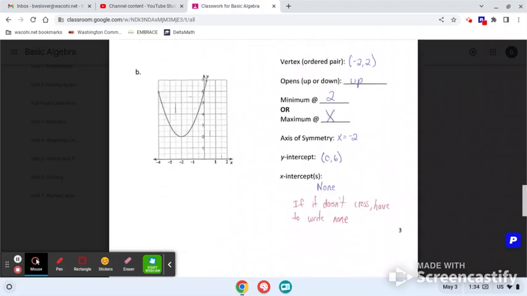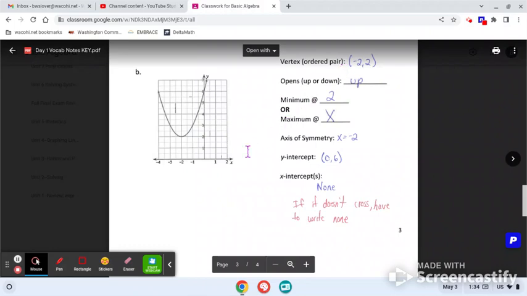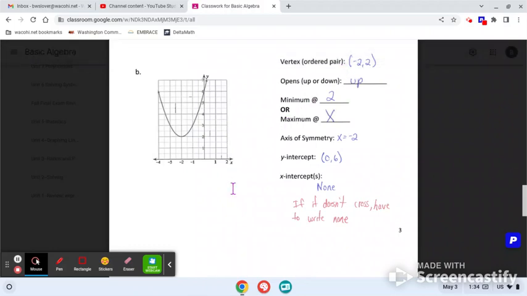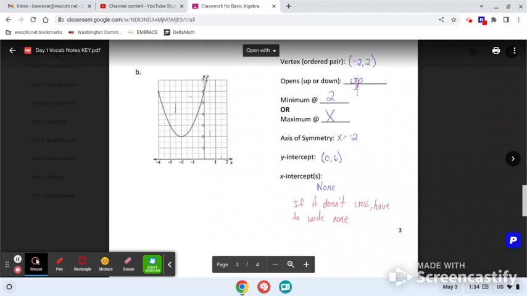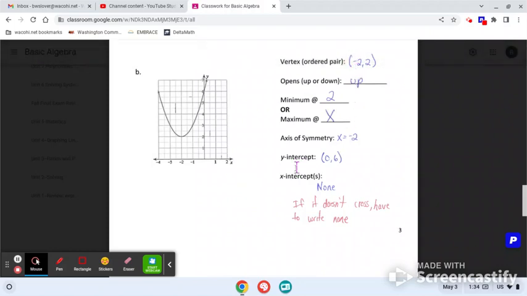And then letter B is the same idea. So identify your vertex. I went left 2 and then up 2, so that's why it's at -2, 2. This time it's opening up, so I have no maximum. My axis of symmetry is x equals -2, so I'm taking the x value of my vertex and putting it with my axis of symmetry. My y-intercept, where it crosses the y-axis, is at 0, 6. And I have no x-intercept, so you write none. Don't leave it blank. Don't write 0, 0. If it does not cross the x-axis, you write none. There's no x-intercept.